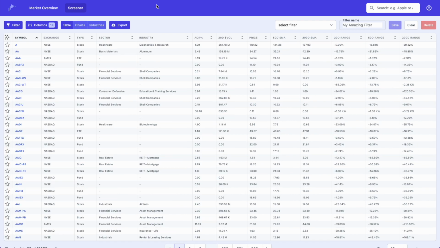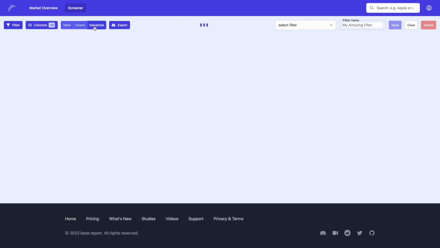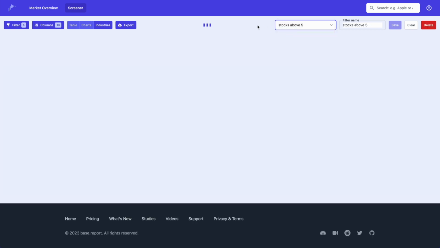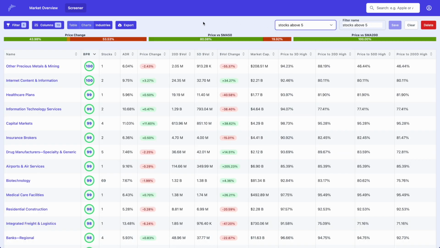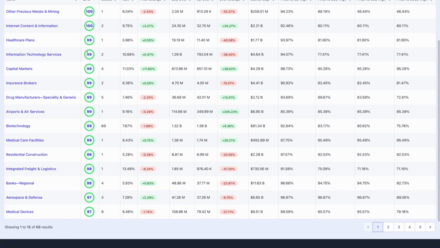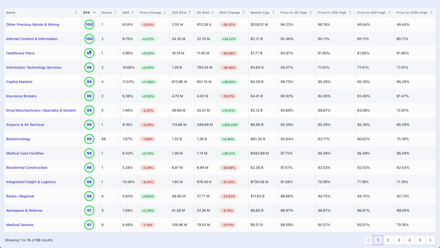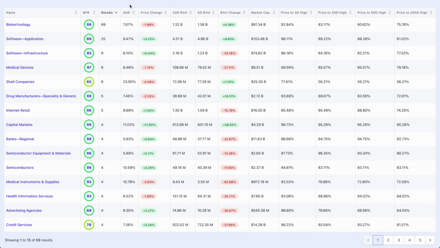Next, we'll open the screener in a new window. Here, we'll select industries from the display button group and select the filter we just saved. The market health bars and industries table appear, just like on the market overview page. The difference here is that these are based on the stocks that fit our screener criteria. With 241 stocks spread across 69 industries, there are bound to be several industries with only a few stocks. Let's sort by the number of stocks to see which industries contain the most stocks that fit our criteria.